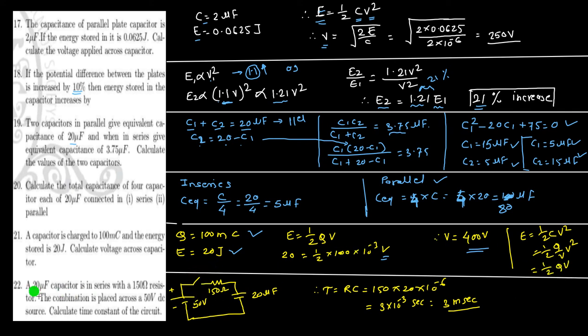The last MCQ: a 20 microfarad capacitor is in series with a 150 ohm resistor and the combination is placed across 50 volt. Calculate the time constant of the circuit. So R is 150, C is 20 microfarad. So the time constant is RC. So R is 150 into 20 microfarad. So it gives you 3 millisecond as the time constant.